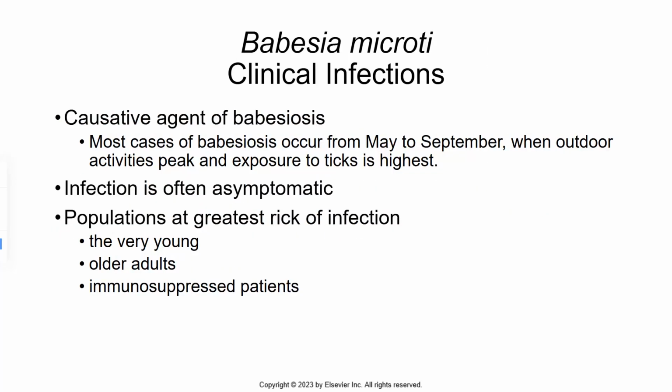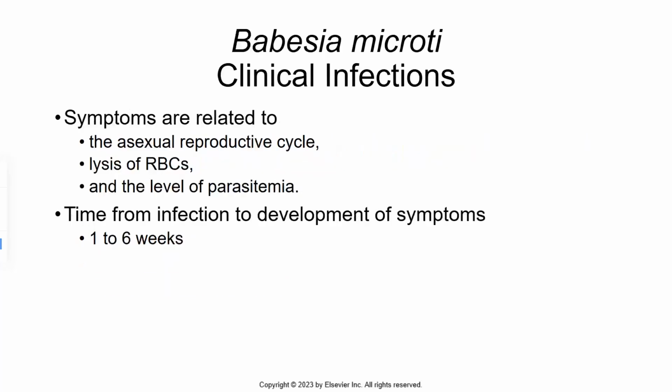So Babesia, causative agent of babesiosis. Most cases of babesiosis occur from May to September. That's when those ticks are high prevalence out there. Infection is often asymptomatic. Populations at risk of infection: the very young, older adults, and immunosuppressed patients.